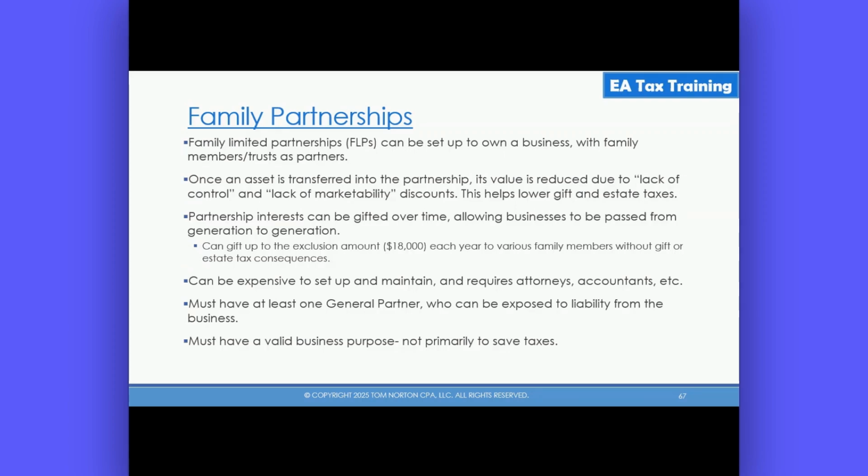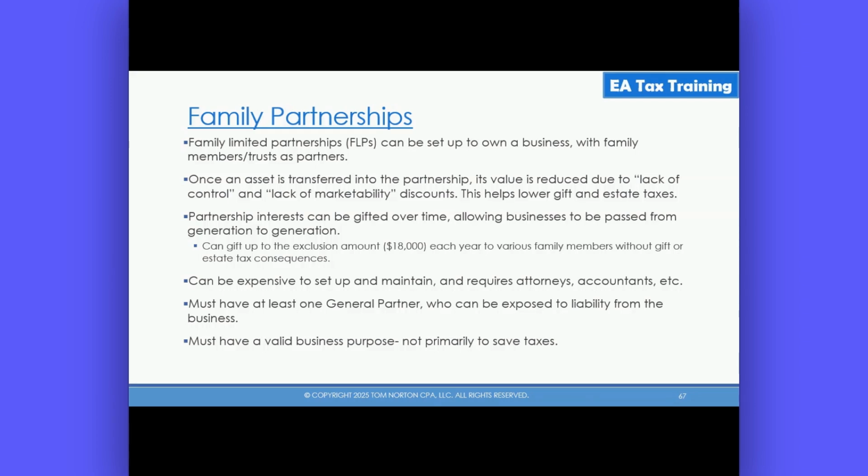What they can do is they can transfer that business into a partnership. Sometimes they first transfer it into a trust and then they make the trust the partner in the partnership. But in any case, you form this partnership with various family members being partners or trusts for their benefit being partners. So these can get very complicated. But once you transfer that business into the partnership, its value is automatically reduced.